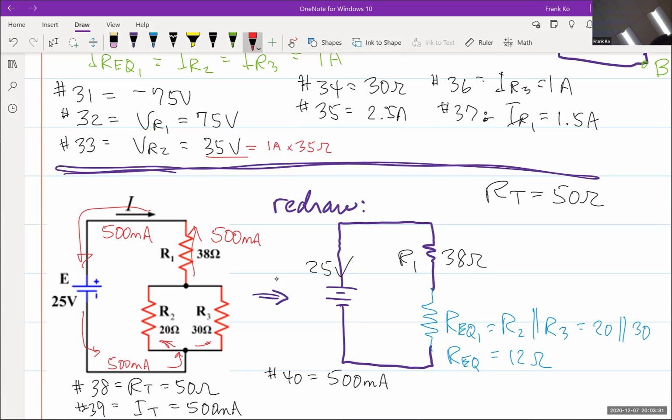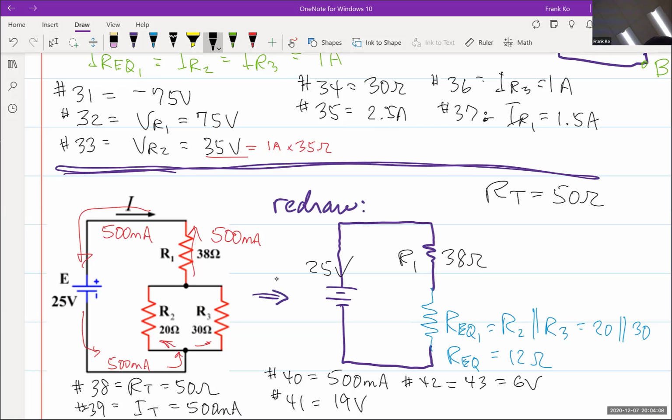Number 41, the voltage across R1 should work out to be, class, 19 volts. Number 42 and 43, 42 equals 43, which is equal to how many volts? 6 volts. And once you realize you have 6 volts there, you could do current divider, yeah? Or you could use Ohm's law. I'd rather use Ohm's law. Again, it's faster than current divider. So 6 volts divided by 20 ohms, and then 6 volts divided by 30 ohms will get you the current.